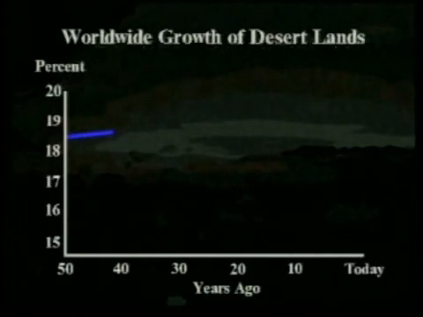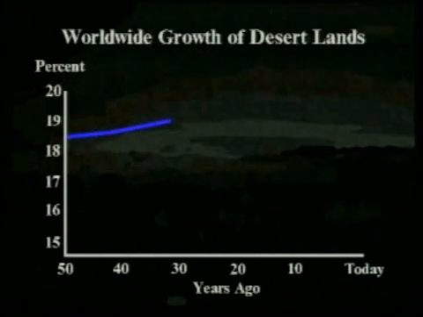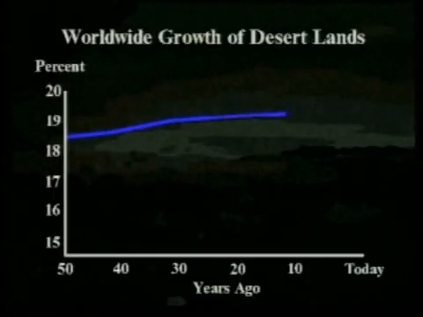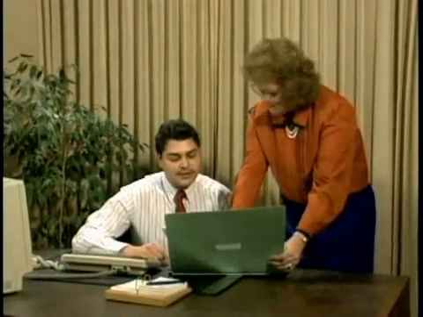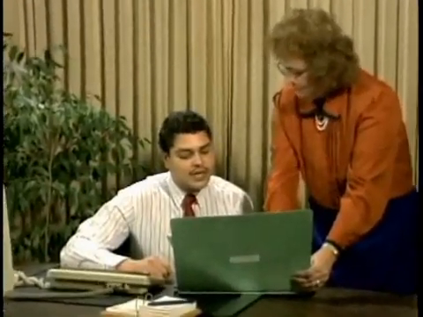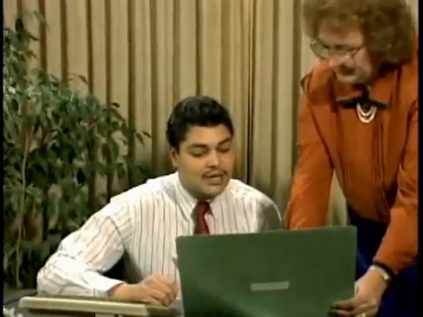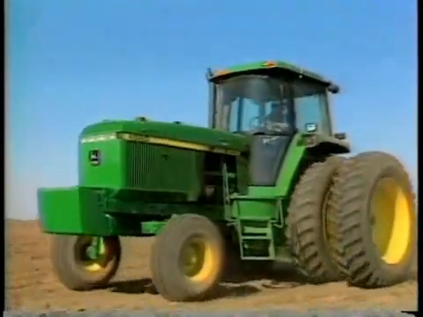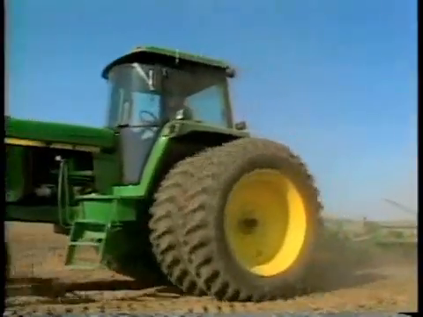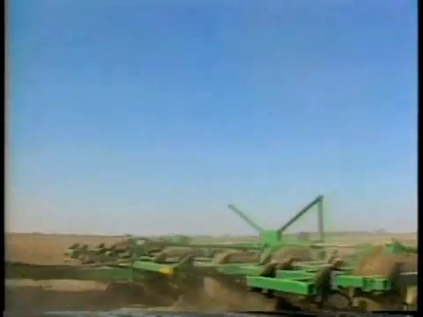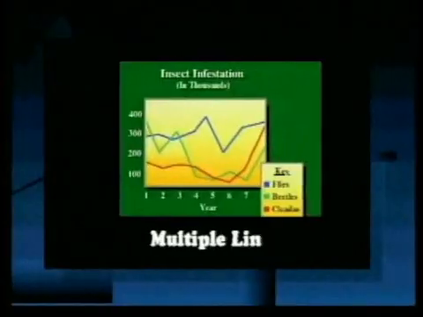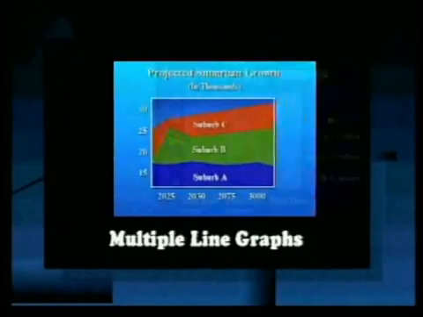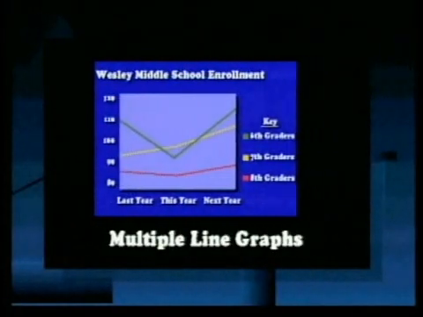The graph line shows that during the past 50 years, desert lands have grown from 18.5% of all the world's lands to now almost 20%. Scientists use this data to predict future trends and to develop strategies to solve problems. For instance, new tilling techniques were developed to reverse the growth of desert lands after scientists recognized the trend. Multiple line graphs, those with more than one line, are used to compare trends.